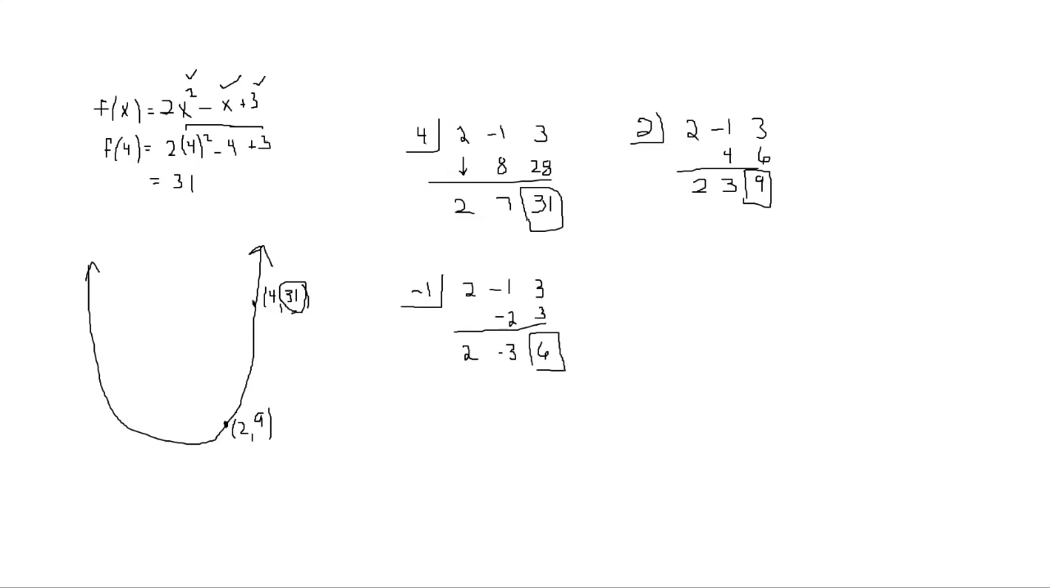I went a little quickly, so let's make sure I'm correct. -1, then I will say 2, negative 1, 3. I bring the 2 down. Multiply, that gives me negative 3, positive 3, 6. So yes, if x is negative 1, let's say at that point on the parabola, I now know that the y value is 6. So that's how the remainder theorem works. The remainder gives you the y value for this x value.